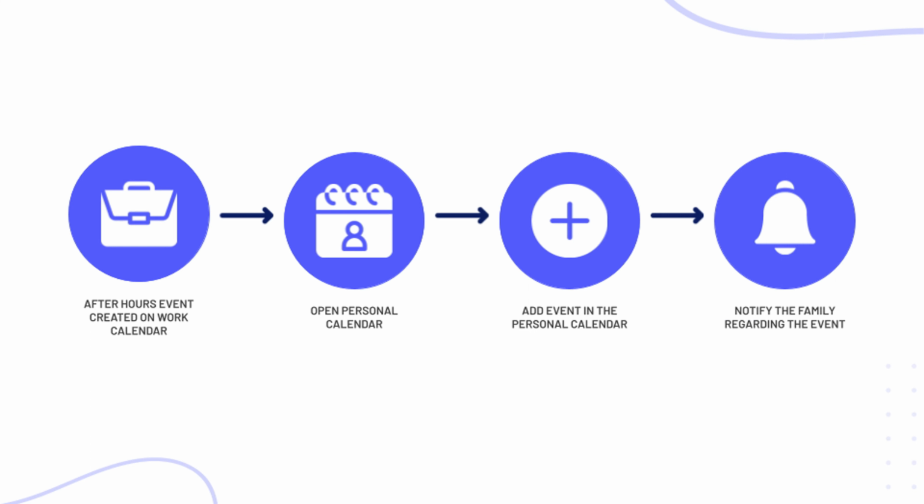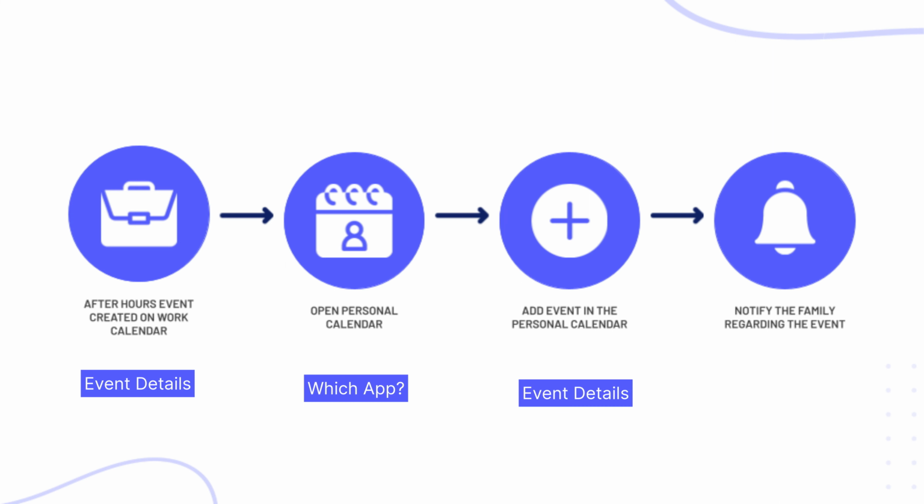And also notice that there's some data being transferred from each task to the next one. So first one, you open the calendar, you read the details of the event, then you open your personal calendar. The fact that you had to open the personal calendar is processing some data. You had to decide in your mind which app to open. The third one, you had to create the same event, but that event requires some data.